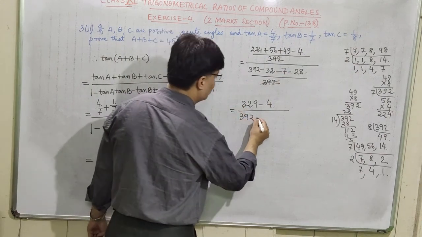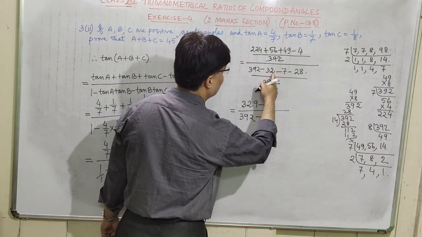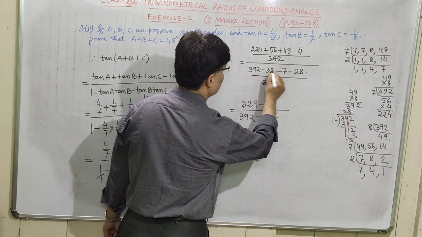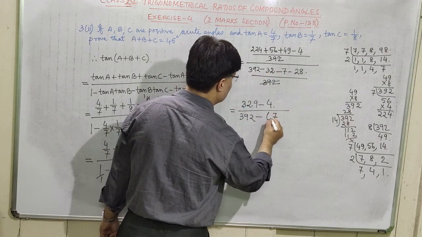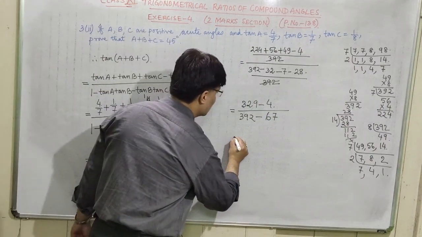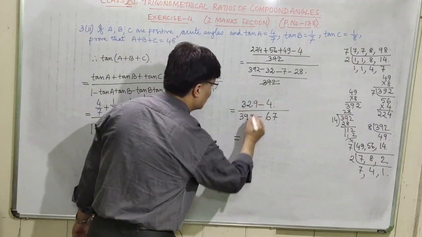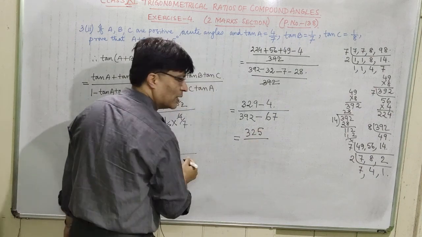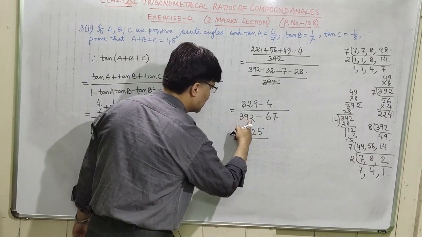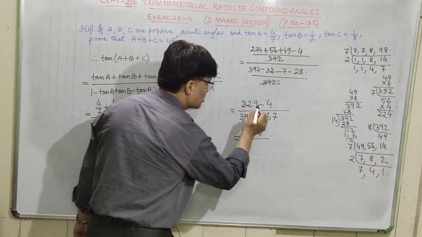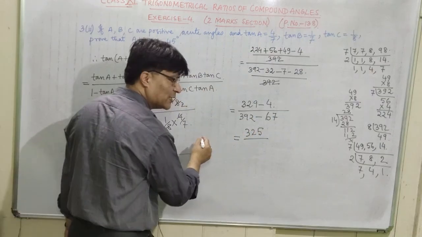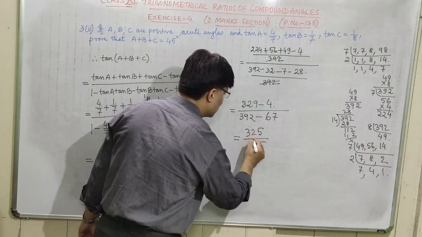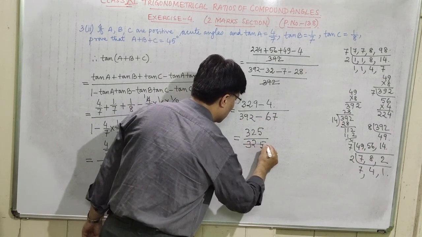Minus, minus, minus, same sign, you have to add them. So minus 7 plus 2 is 9. 9 plus 8 is 17. This is 3 plus 1 is 4. 4 plus 2 is 6. Okay. So which is equal to now 329 minus 4. What is it? 325 divided by, now subtract 392 minus 67. Subtract 67 from 392. 12 minus 7 is 5. Now this is 8. 8 minus 6 is 2 and this is 3.